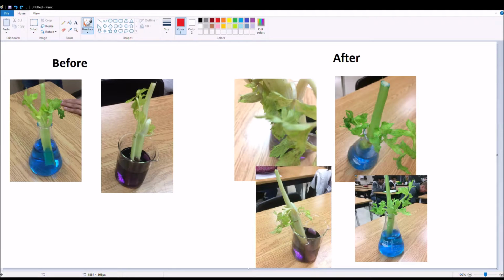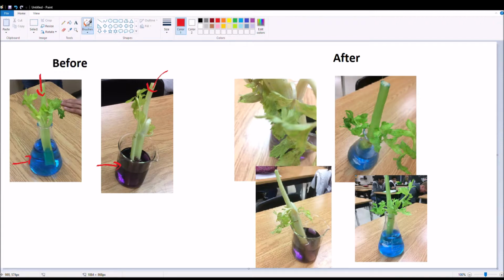An example of water transport in plants was during an experiment that we did in our biology classroom. In this experiment, we placed two celery stalks inside two glass beakers. One of the glass beakers had water which had blue dye in it, and the other one was water that had purple dye in it.